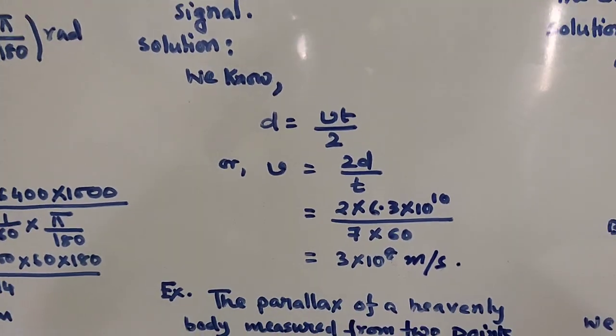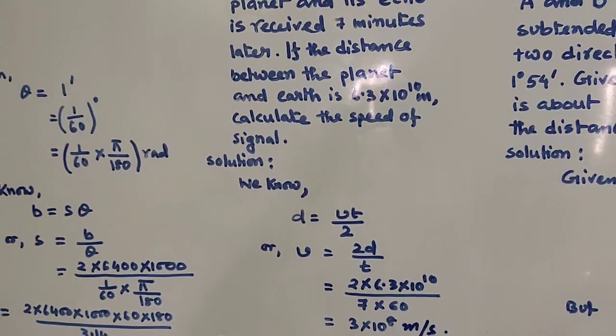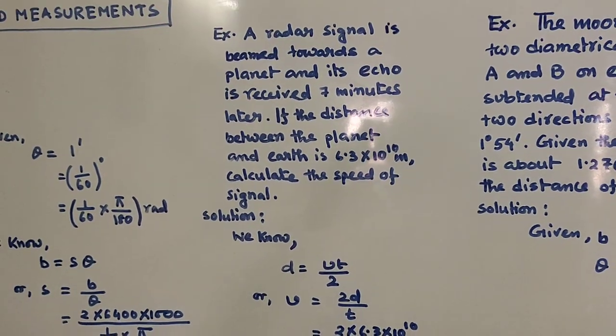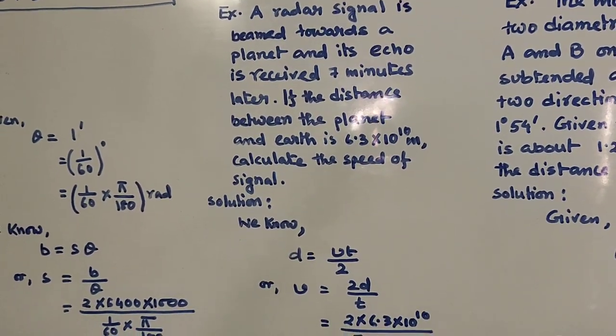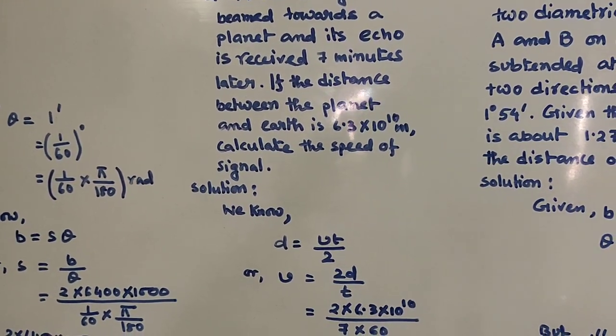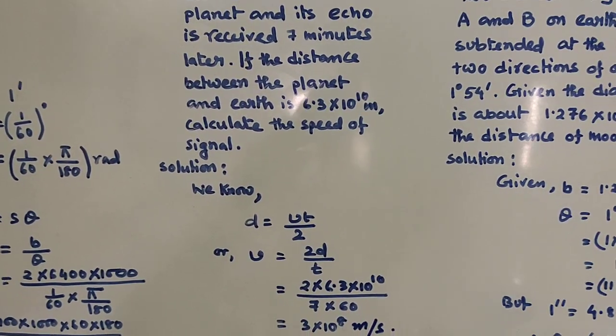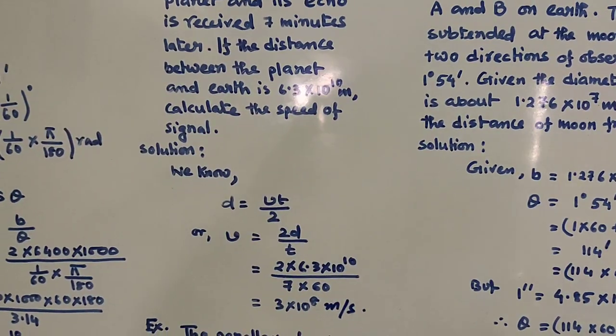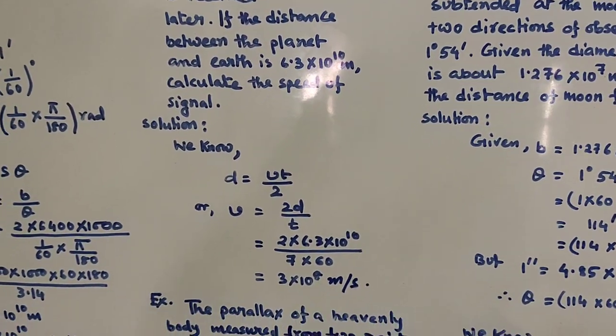I think you have understood this calculation part with the given values. The time is 7 minutes, you have to convert it into seconds, and the distance between the planet and Earth, that is d, is nothing but your 6.3 into 10 to the power 10 meter.